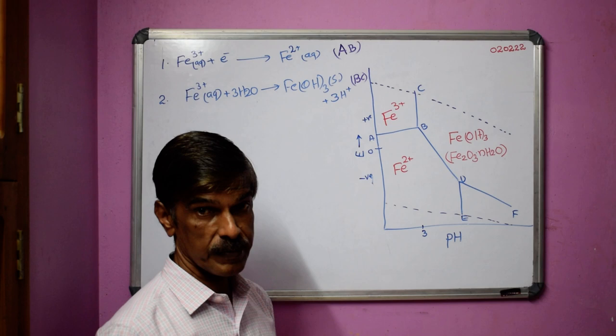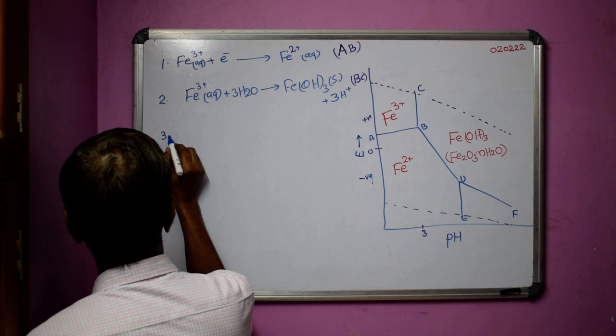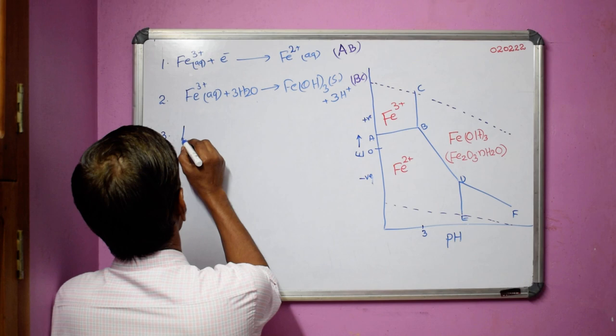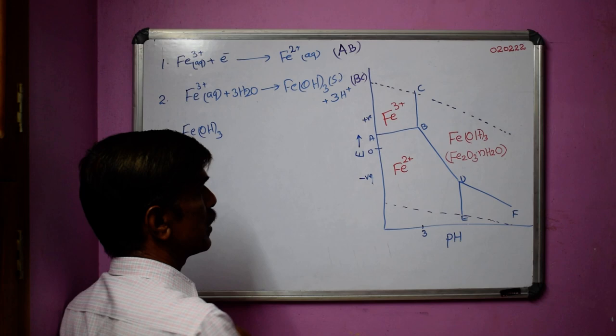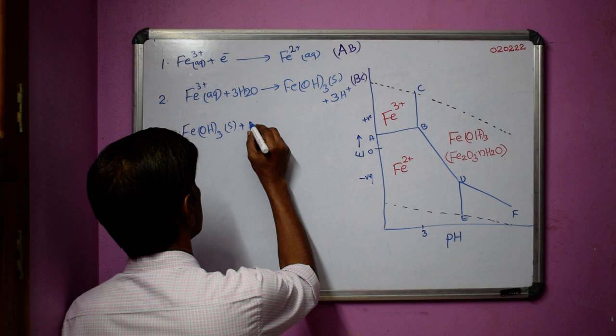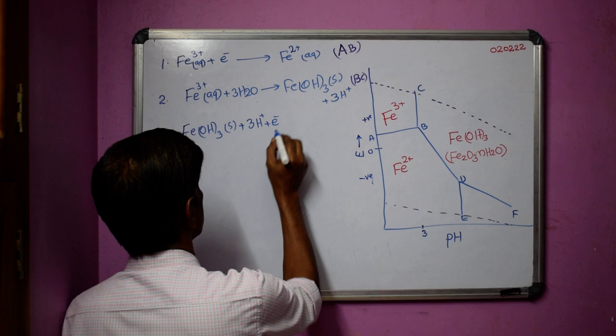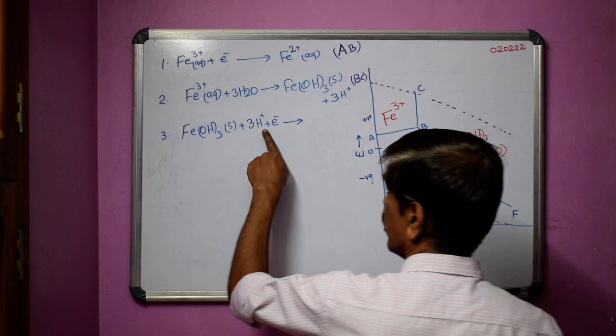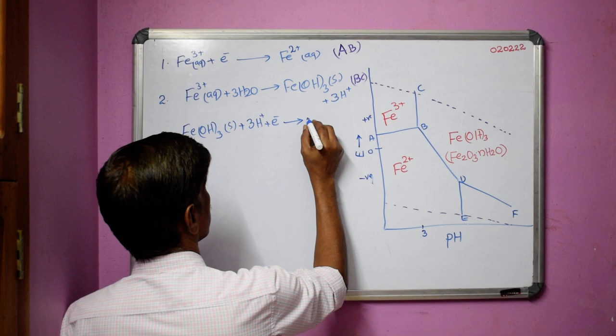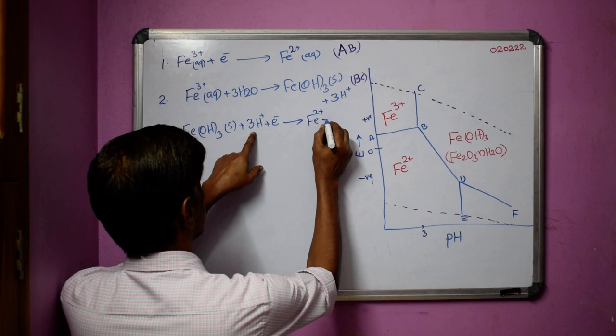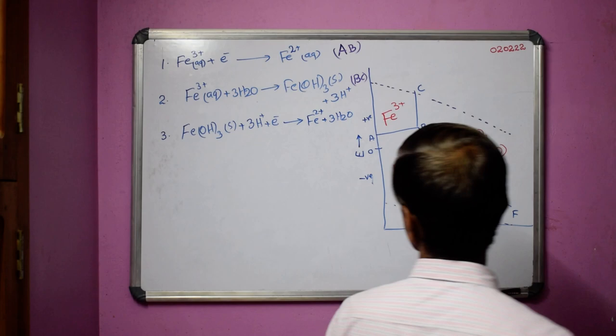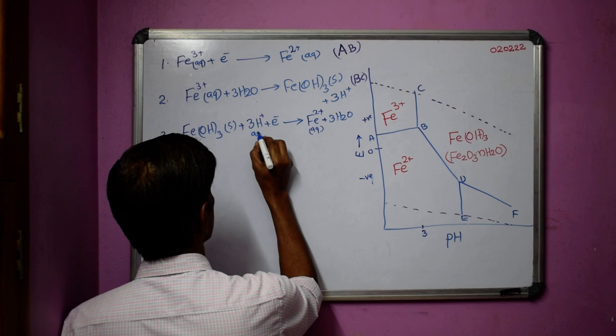Okay, now a third reaction involves this one, that is Fe(OH)3 solid plus H plus and electrons, which is also in the aqueous medium, and we can see that that is converted into Fe2+ plus 3H2O. Again, Fe2+ is in aqueous medium. This is also in the aqueous medium, and this is the solid.